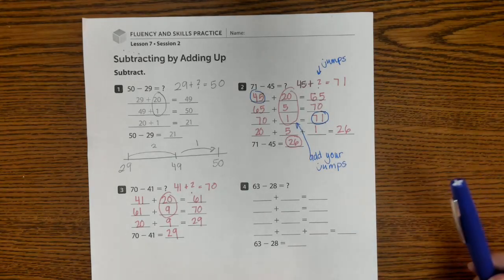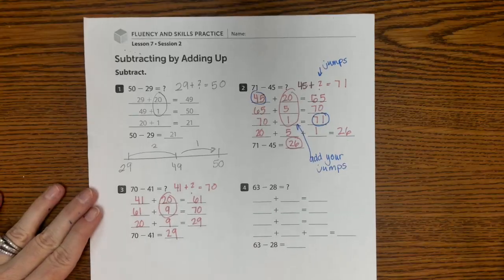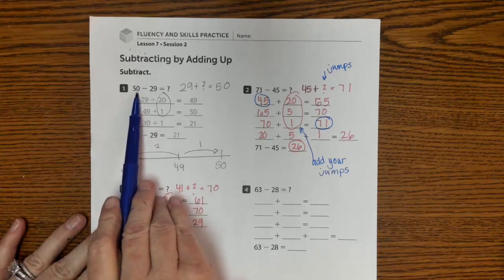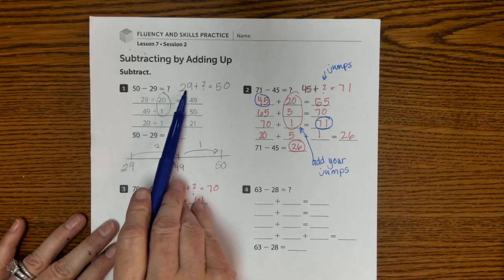Okay, here is the fluency for tonight, lesson 7, session 6. It's kind of tricky. It took me a minute to figure it out. So here's your problem. Switch it to a fact family.